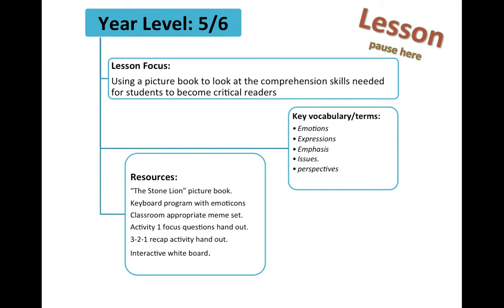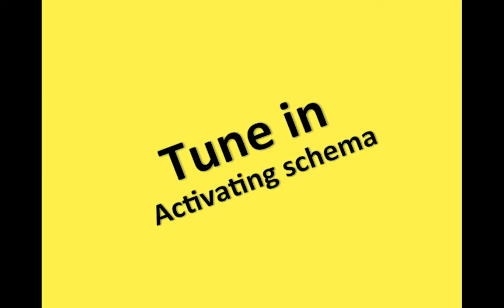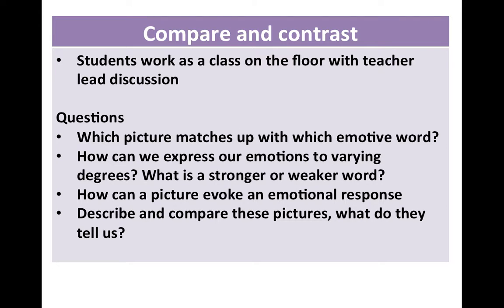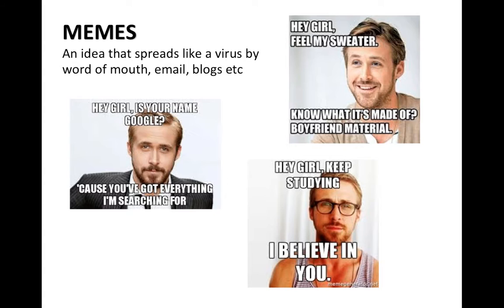Our introductory lesson will help your students understand the depths of visual and emotional connotations in the Stone Lion with tuning in learning activities. Activating schema. Are your students constantly quoting memes and internet references? Well, good. Use their interest against them. Use super cool visual literacy tuning in activities including emoticons. Compare and contrast the visual representations of emotions that students are familiar with. Memes. Think of them as visual literacy bites. Your students will think you're the coolest.